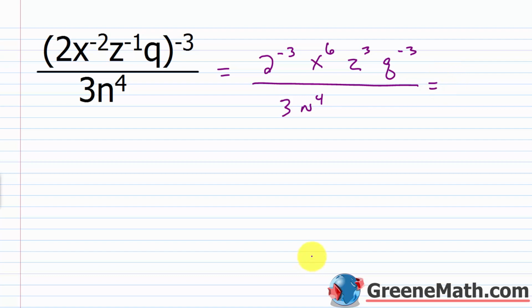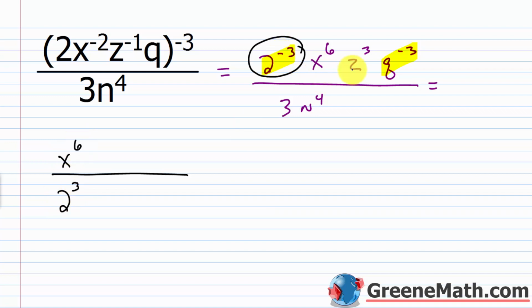Okay, so what do we have here that has a negative exponent? So we have this guy and we have this guy. So let's just drag those across the fraction bar. So if I take 2 to the power of negative 3 and I place it in the denominator, 2 stays the same and the exponent changes to positive 3. X to the 6th power, I leave that in the numerator. Z cubed, I leave that in the numerator. This guy, q to the power of negative 3, drag it across. So q comes down here. The exponent changes from negative to positive. So I get q cubed, and then I have 3n to the 4th power.